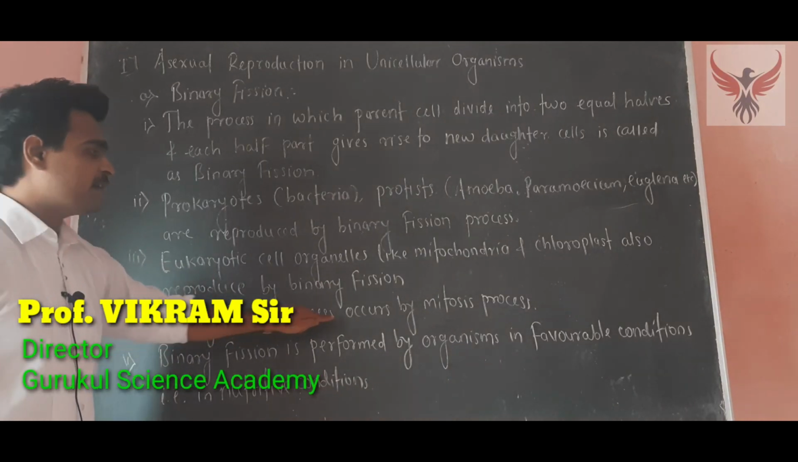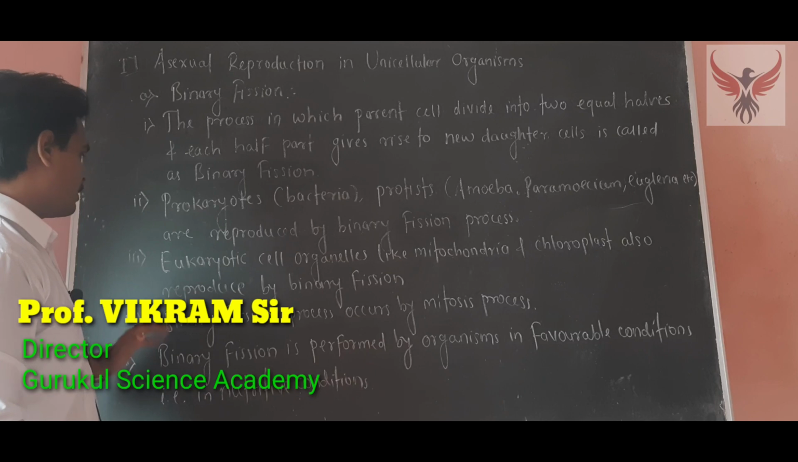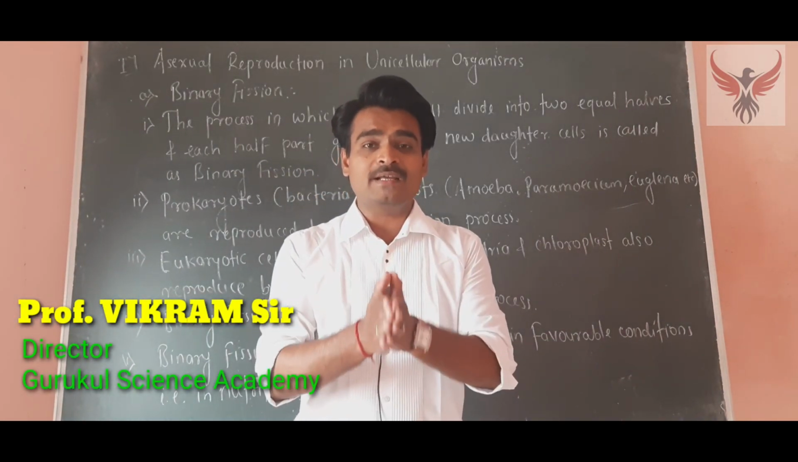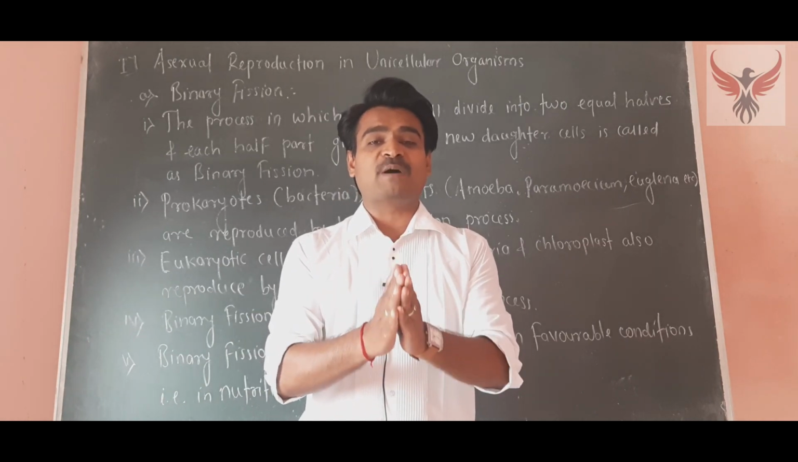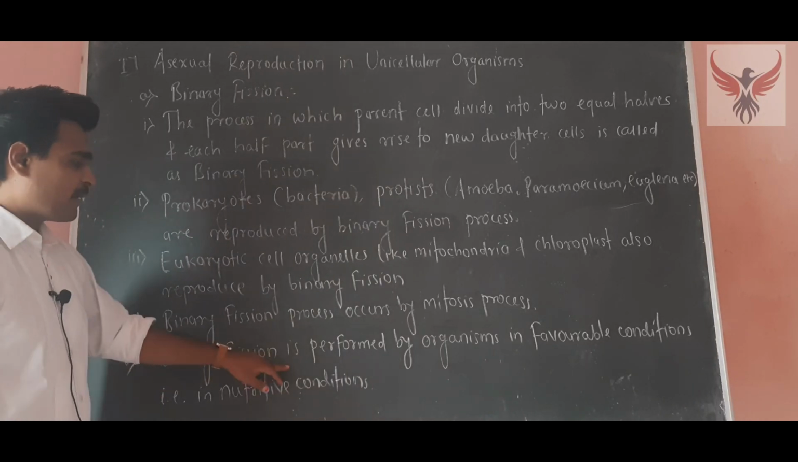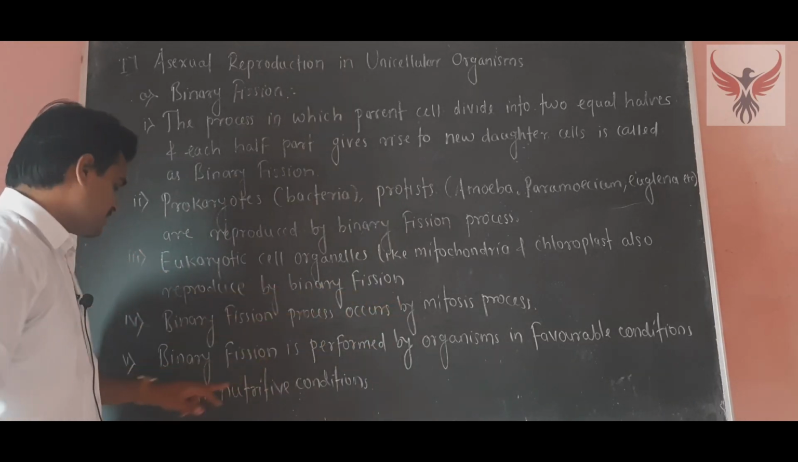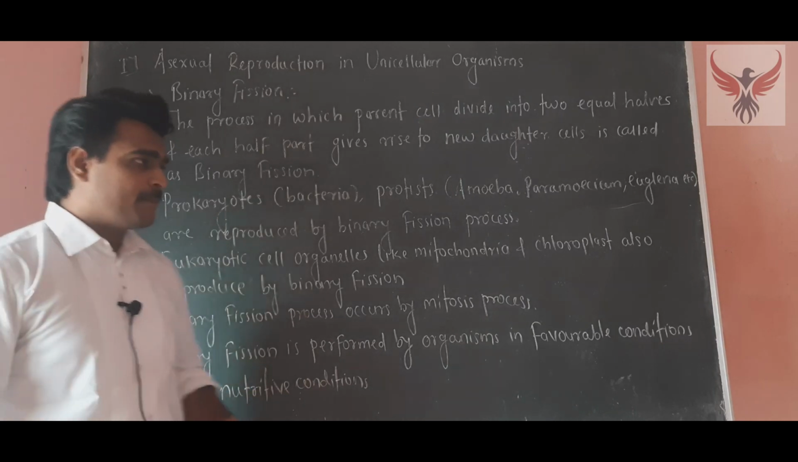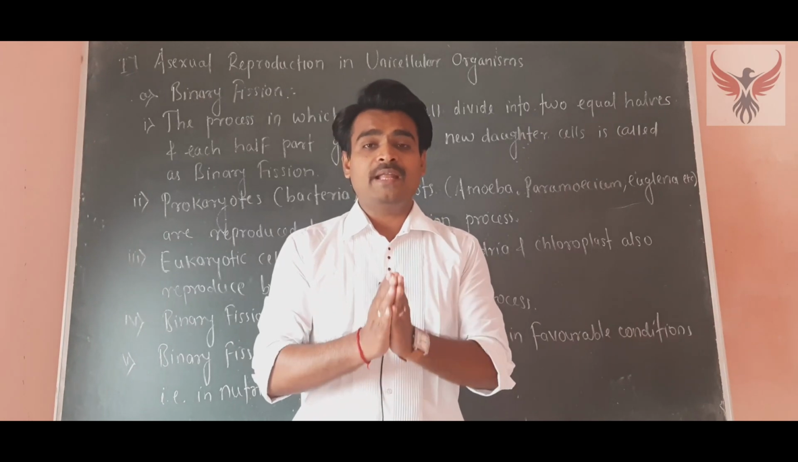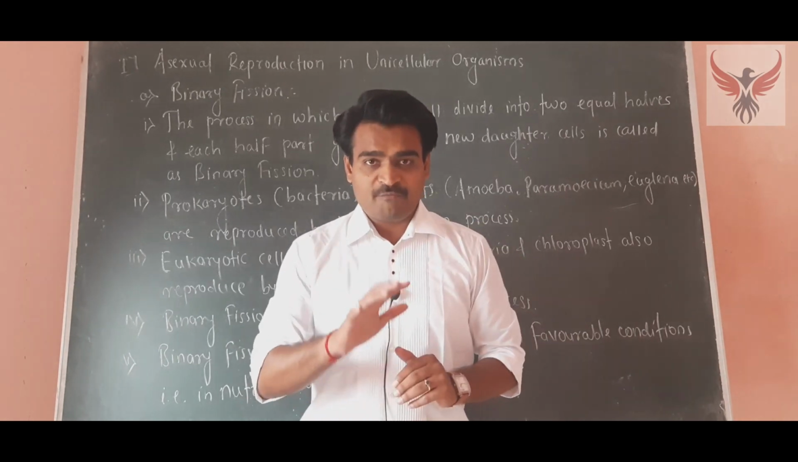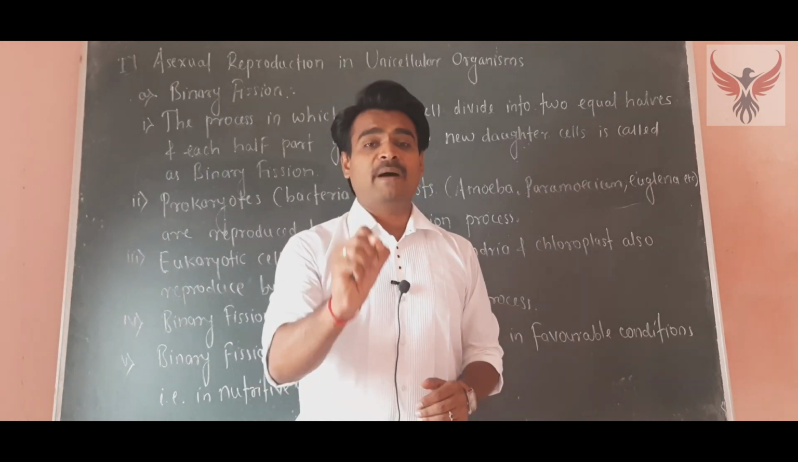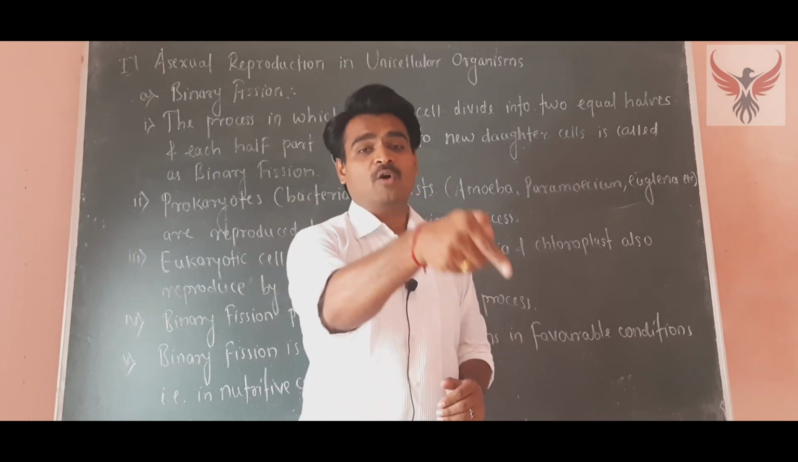Next, the binary fission process occurs by mitosis, meaning in binary fission the mitosis type of cell division is performed. The next point is that binary fission is performed by organisms in favorable condition, that is in nutritive condition. When prokaryotes and protista survive in a favorable, nutritive condition, the binary fission process is performed by those organisms.